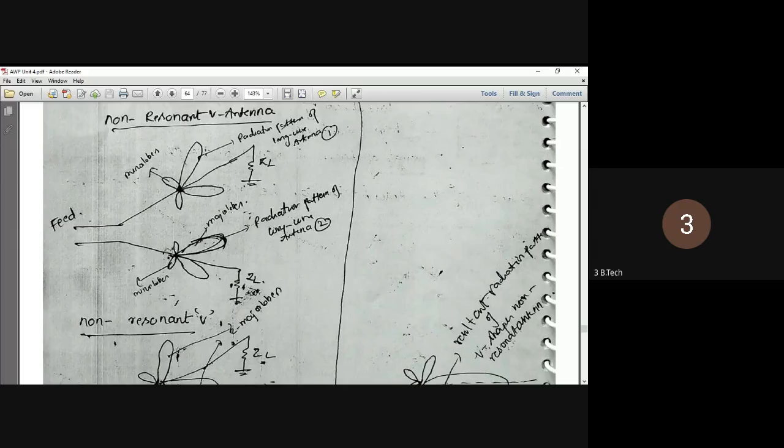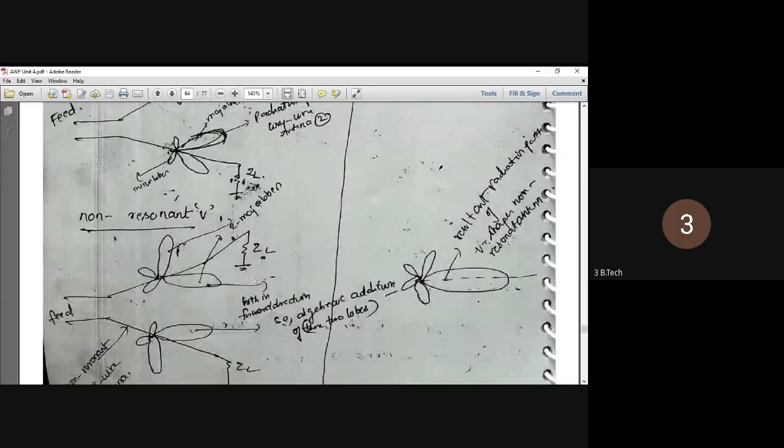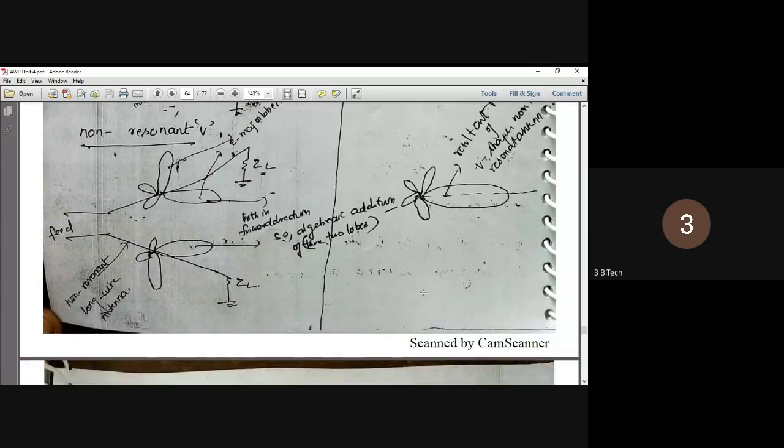So you can see the lobes in opposite directions cancel, but the lobes in the same direction, the forward direction, add. Algebraic addition of these two lobes in the forward direction gives this picture, that is the radiation pattern: a unidirectional pattern with few minor lobes, as I already told. So this is the non-resonant V antenna.